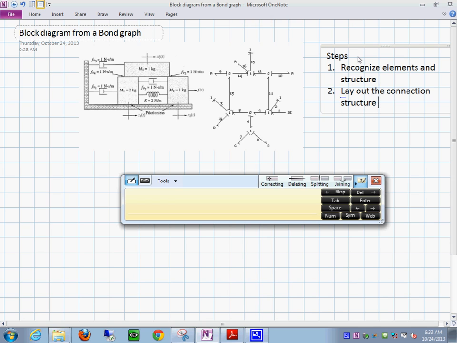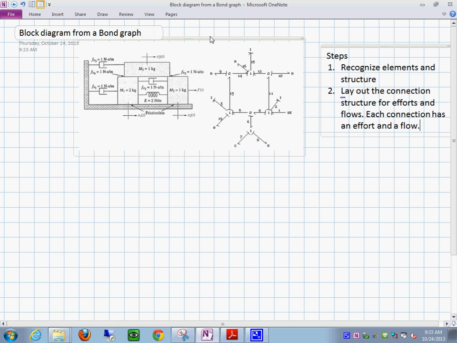You would say for effort and flows. In other words, I would say each connection has an effort and a flow. Let's do that. Okay, so we're gonna close this, and we'll go to here where we say draw.